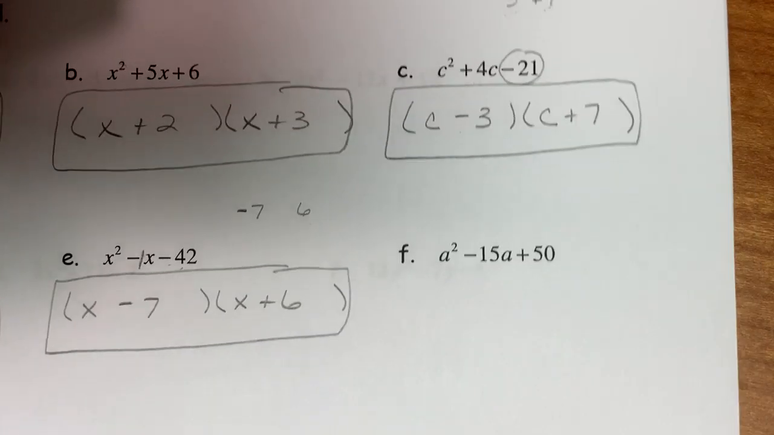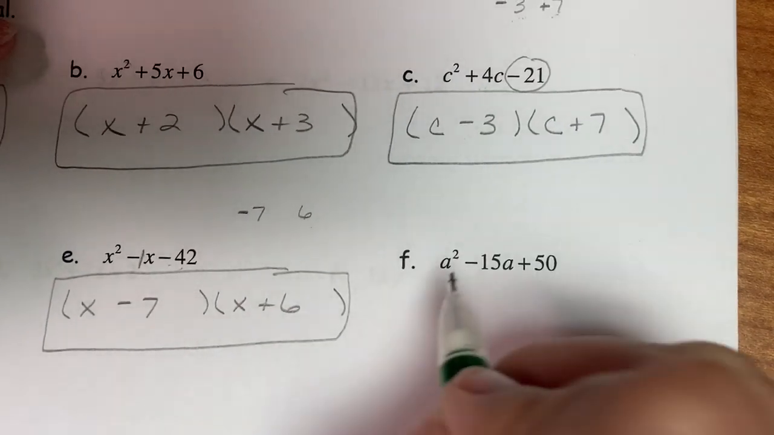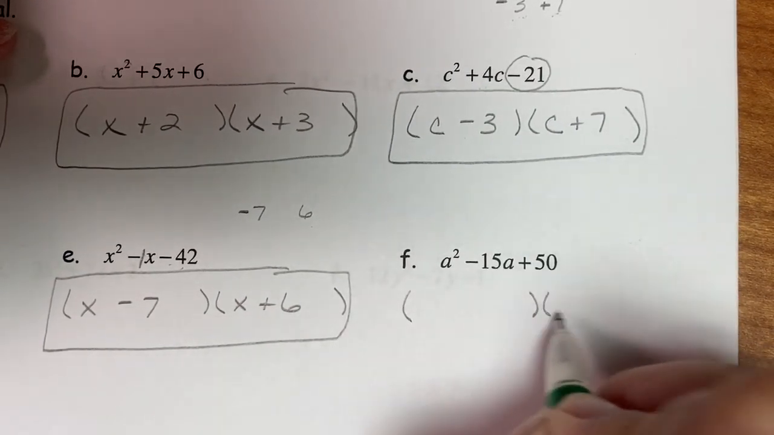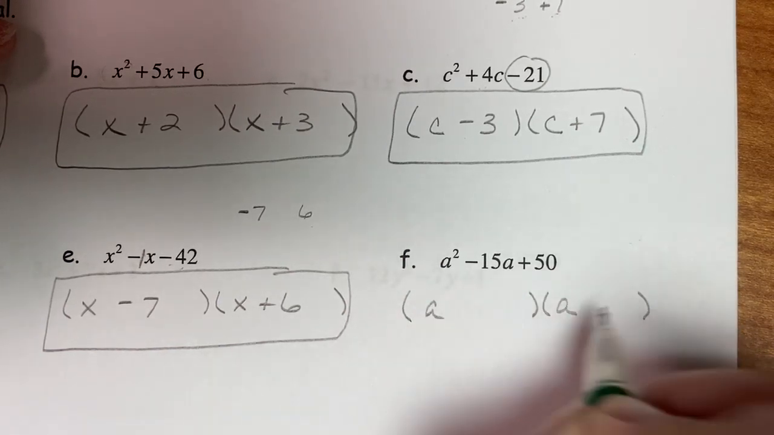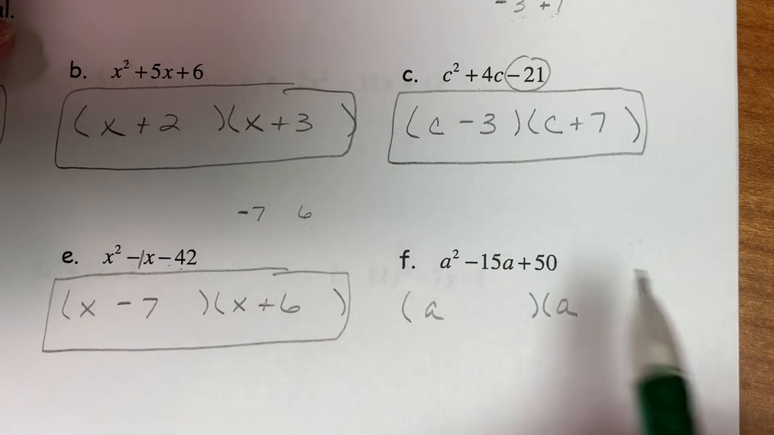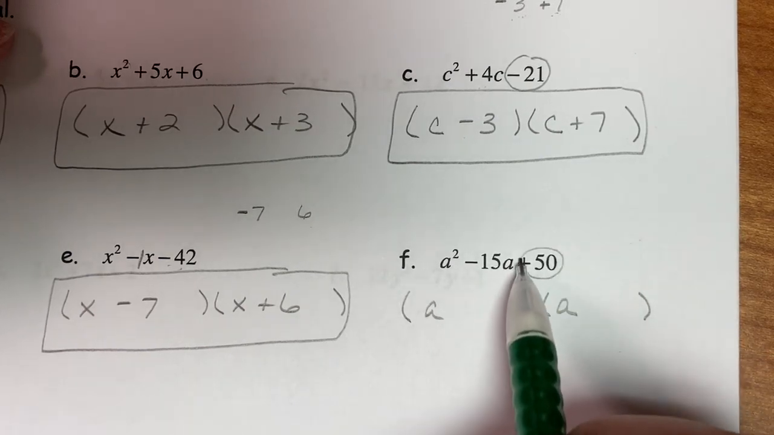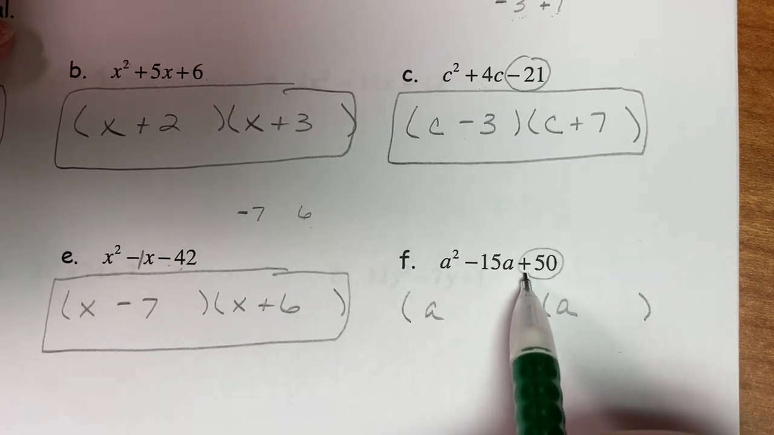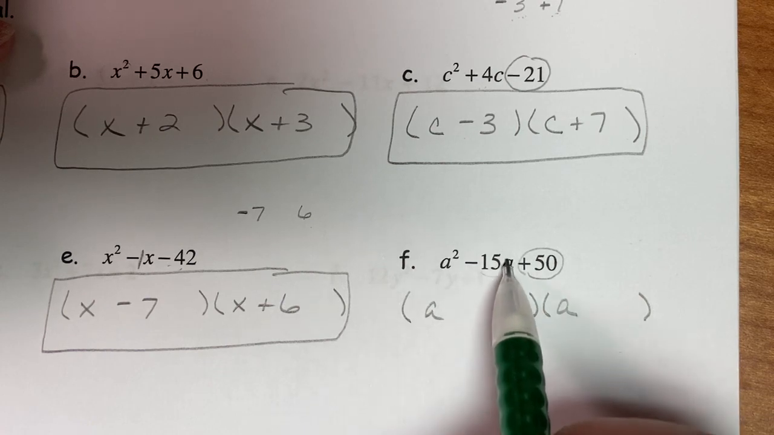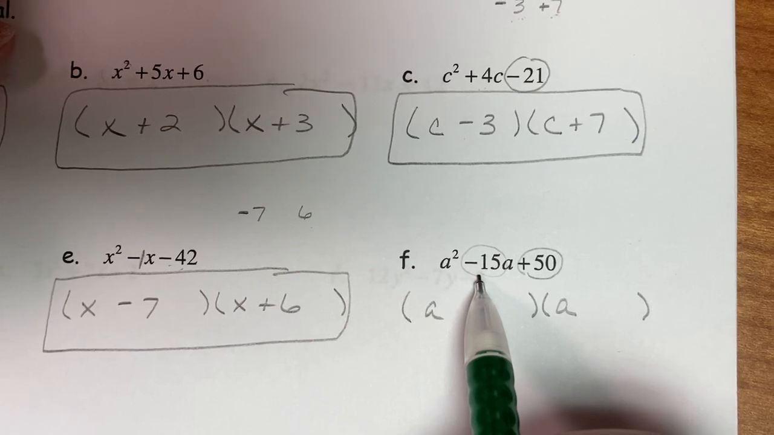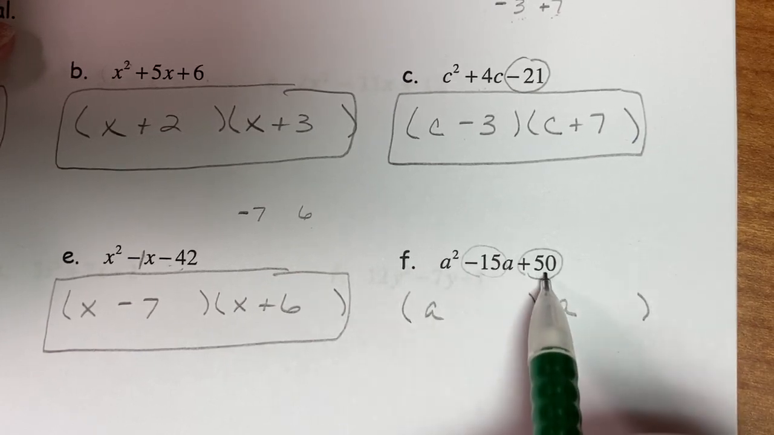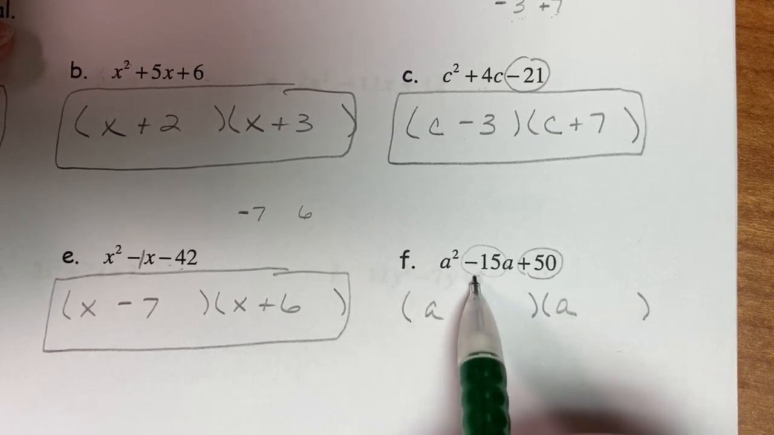Okay, so now the signs are a little bit different in F. So here we go. We still have an a and an a. So now think about this. We want two numbers that multiply together to get positive 50, but they have to add together to get negative 15. Do you see where both of these numbers would have to be negative? Because two negatives when multiplied make a positive, and two negatives when added make a negative.